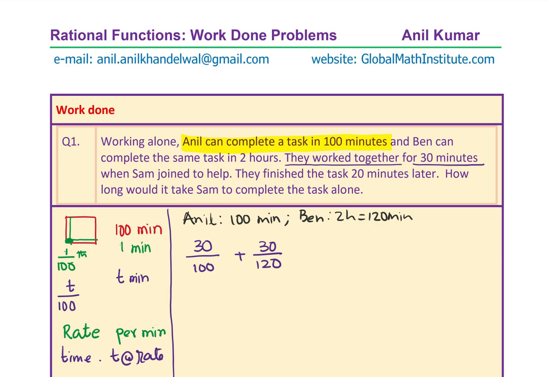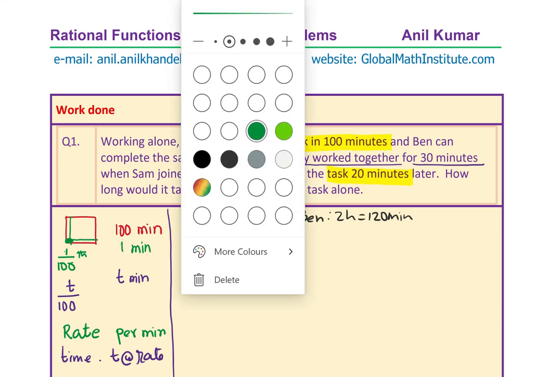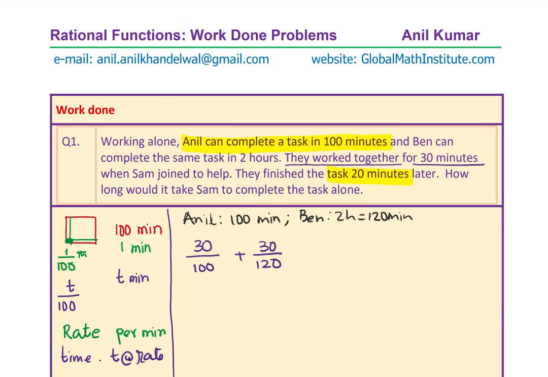When Sam joined to help, they finished the task 20 minutes later. So they did 20 minutes more, correct? So let me add to this 20 minutes more. So that means 20 minutes extra they worked. And since Sam joined, Sam also worked for 20 minutes, correct? And then they were able to complete the whole job. We are calling it one unit.